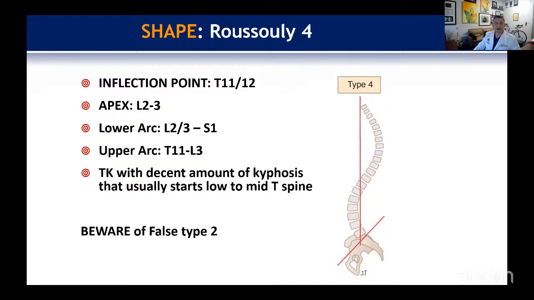And the 4s are a little bit more atypical. We don't see these that often, but they have a very long sweeping lordosis. Their lordosis can end up at T10 or T11. And then they have a much higher apex of their kyphosis going up there. And the same risk here is creating false type 2s.